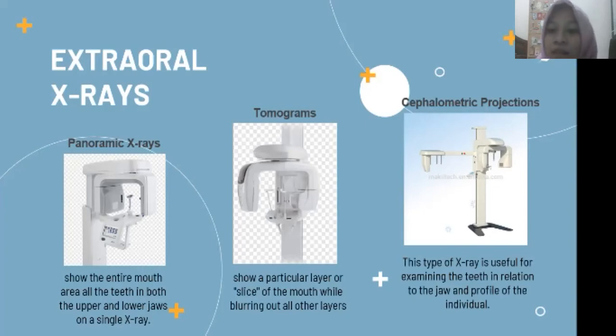Next is cephalometric projection. This shows the entire side of the head. This type of X-ray is useful for examining the teeth in relation to the jaw and profile of the individual. Orthodontists use this type of X-ray to develop their treatment plans.